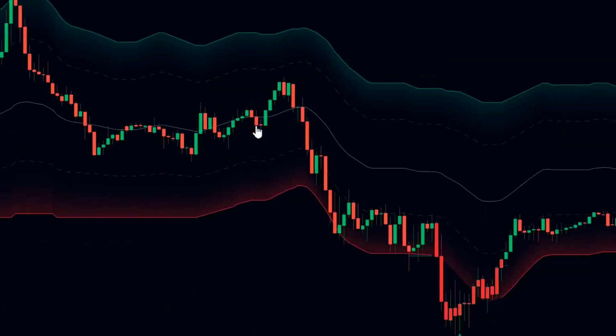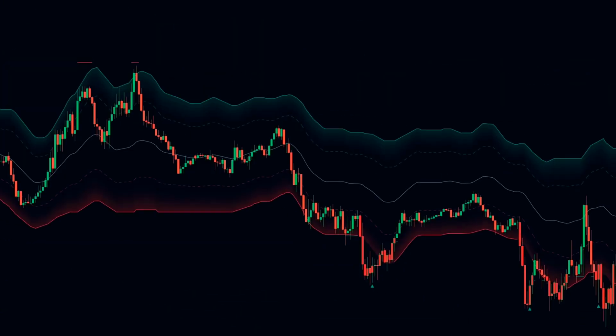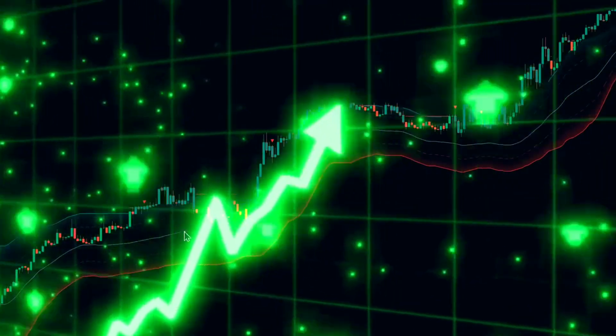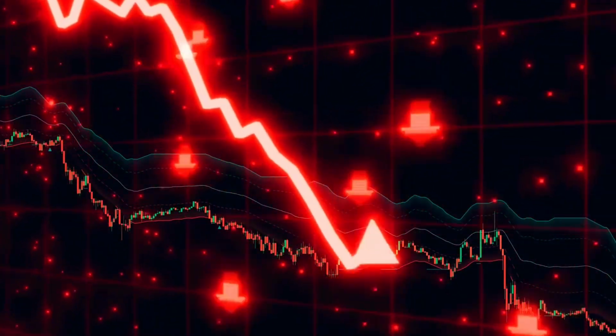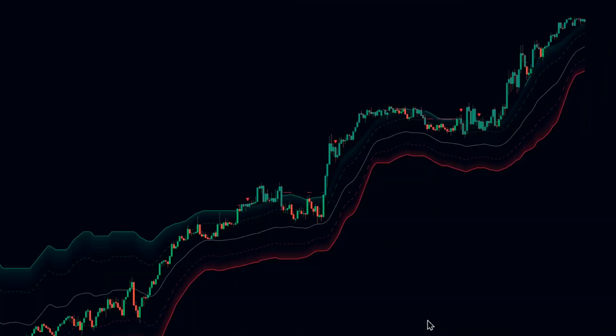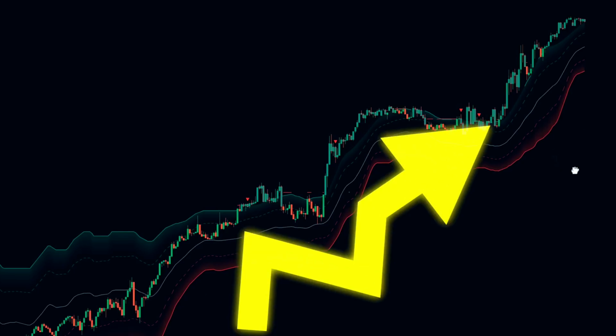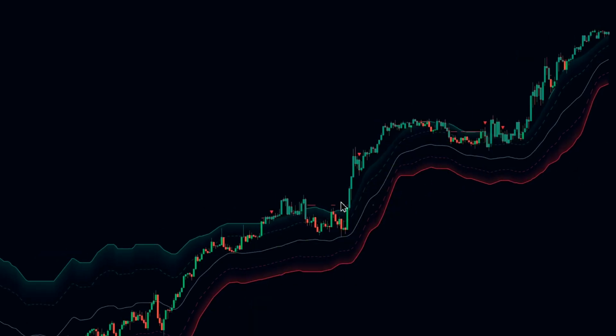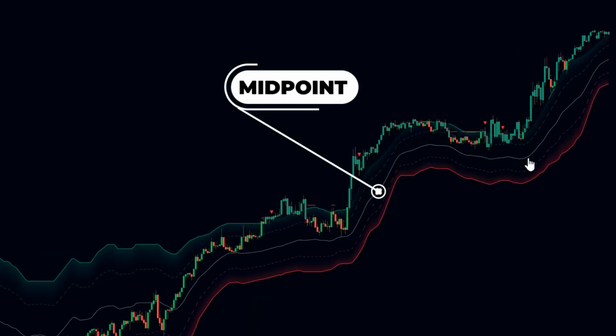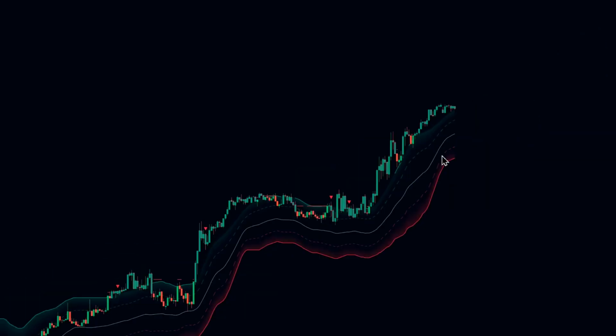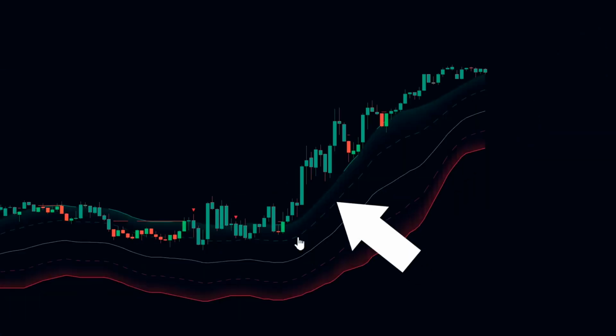Well, just like with Bollinger Bands, one of the first things you'll do is identify the trend. This is a bullish trend and this is a bearish trend. You might be wondering, how do I know it's a bullish trend? Well, a bullish trend is when the price stays consistently above the midpoint. But to consider it strong enough for a trade, you'll want the price to stay above the upper inner band.